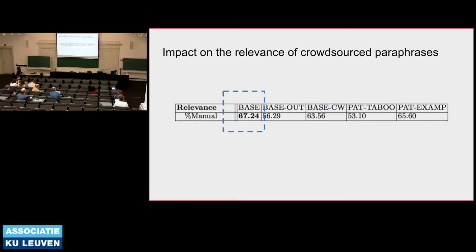Having the baseline rely on random sampling for the seed selection strategy results in a higher percentage of relevant paraphrases. We see the patterns by example condition coming second to the baseline, hinting that the specific steering strategy did not negatively affect relevance. However, taboo patterns came last, suggesting that workers experienced difficulties contributing paraphrases that avoided the taboo patterns.